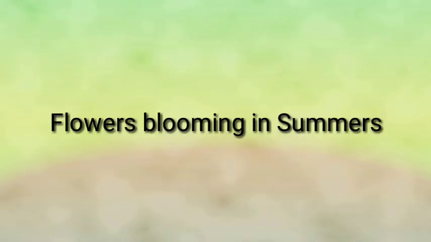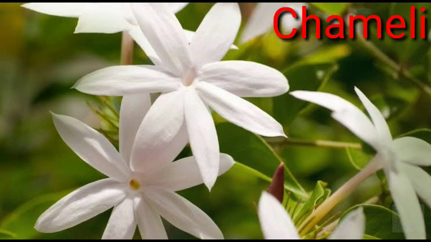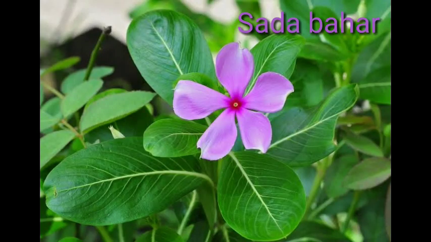So China rose is one such flower which we find blooming in the summer season. Next are chameli. So these flowers also you must have seen blooming in the summers. Motia or jasmine is another flower which we find blooming in summers. Sadabahar is also one such flower very commonly seen in your garden, also blooms in the summer.